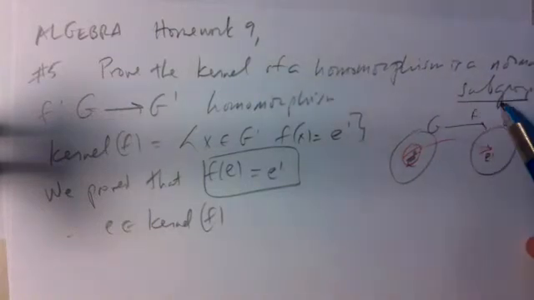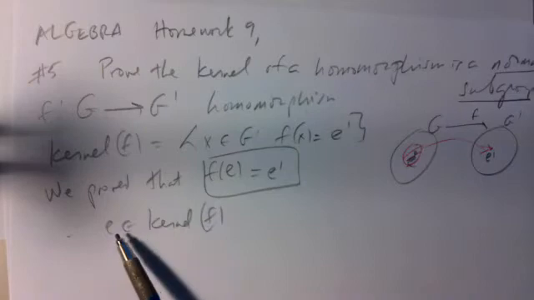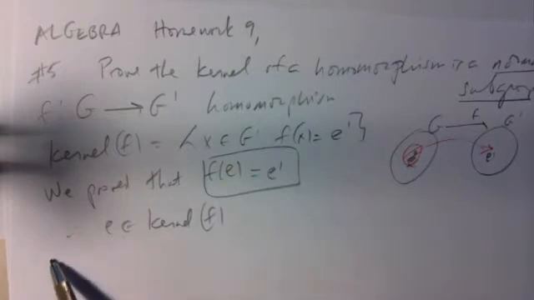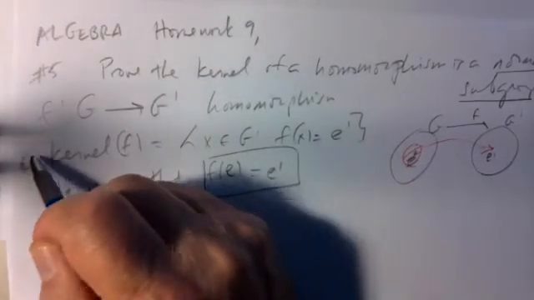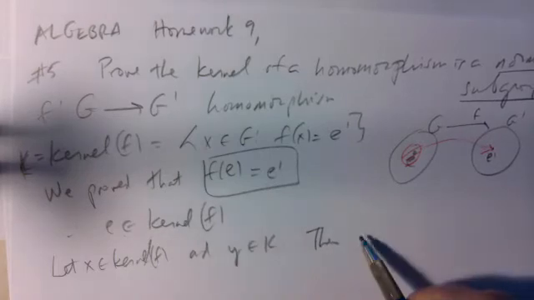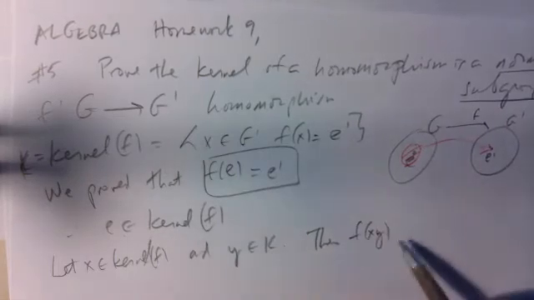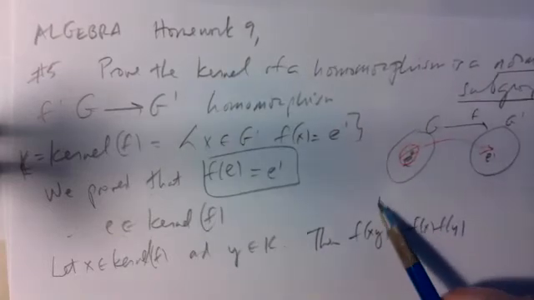First, we'll prove that the kernel is a subgroup, and then we'll prove that it's normal. So for a subset of a group to be a subgroup, it has to contain the identity. We just saw that it does. It has to be closed under multiplication, so let x be in the kernel of f. Let me call the kernel of f K, so I don't have to keep writing this. And let y be another element in K. So then if we calculate f of xy, that's f of x times f of y, because this is a homomorphism.